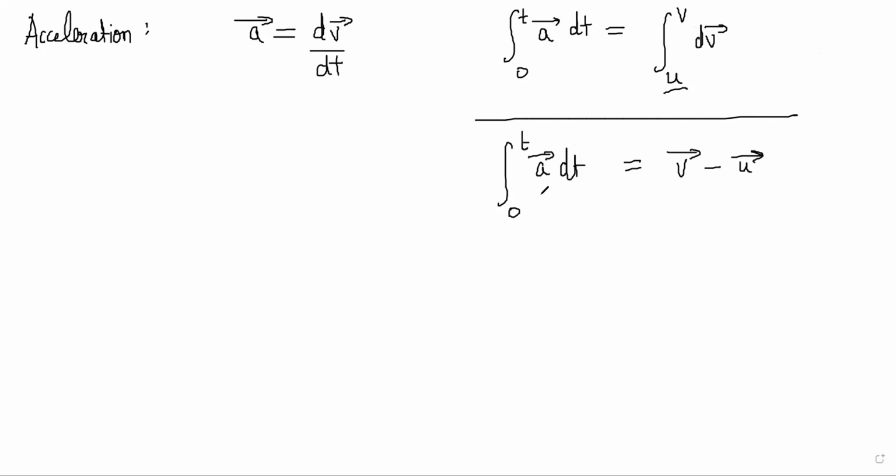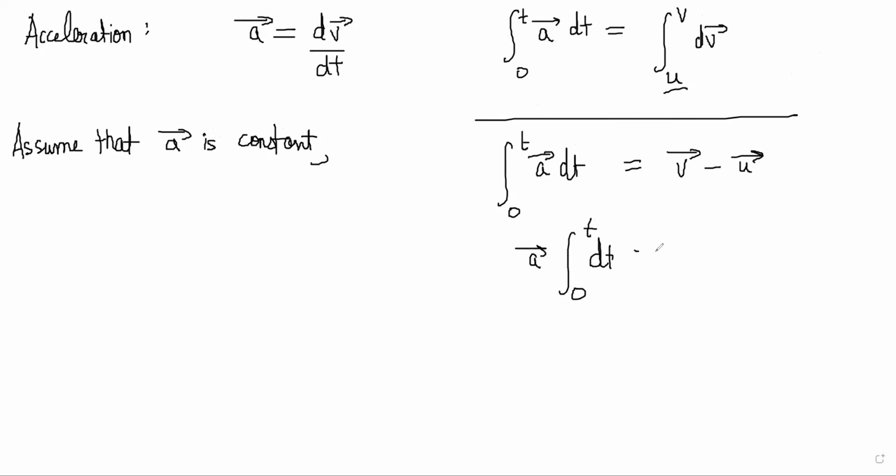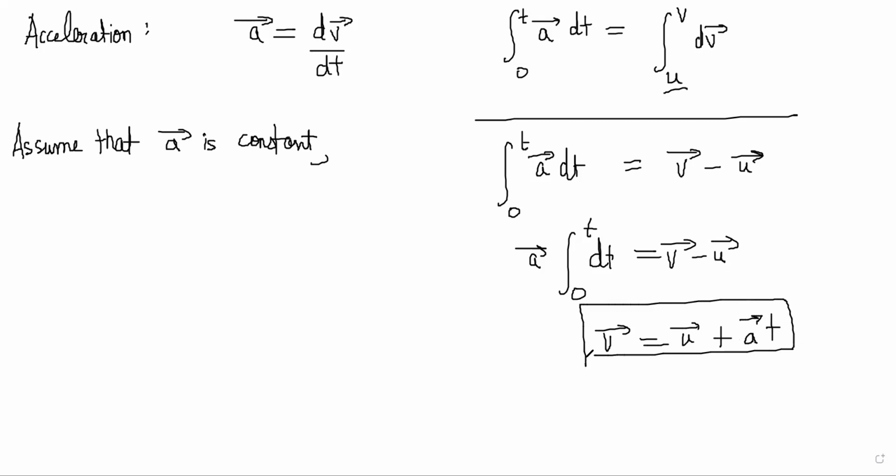And if you assume that acceleration a is constant, then the acceleration can come out of the integral, and you will get a times the integral of dt from 0 to t is equal to v minus u, and you get basically v is equal to u plus at. This is your first equation of motion.